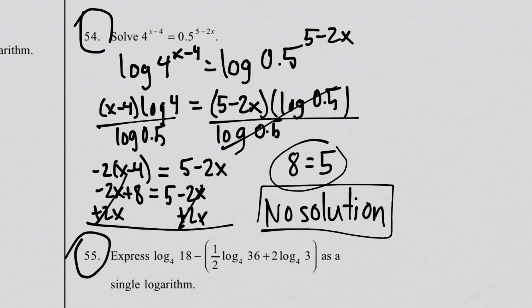And this is a concept from Integrated 1 or Algebra 1. If you end up with a statement that is false, no x's left, no solution. If you end up with a statement that is true, for example, if this was 8 equals 8, we would say that this equation has infinitely many solutions.